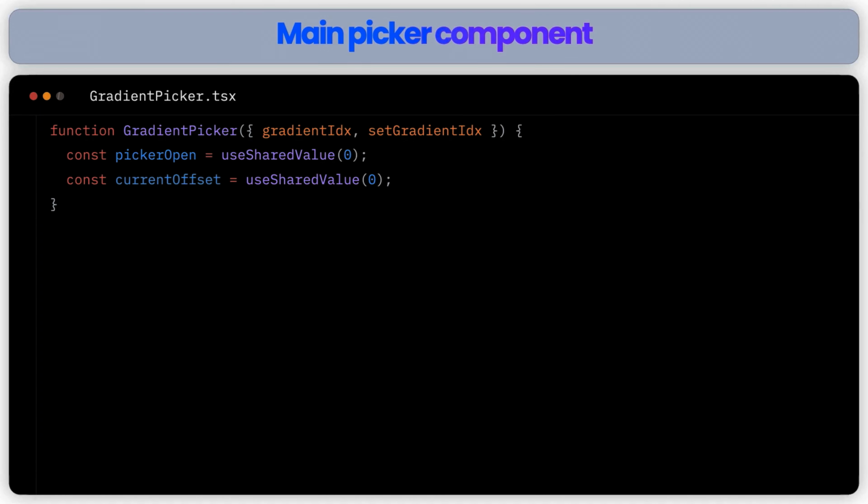Now we need just one more shared value. Since we want to update React state while the gesture is running, we'll need to store the initial offset before starting the gesture. This way, we can change the props on our component without breaking the animation. Cool, we've got that done.